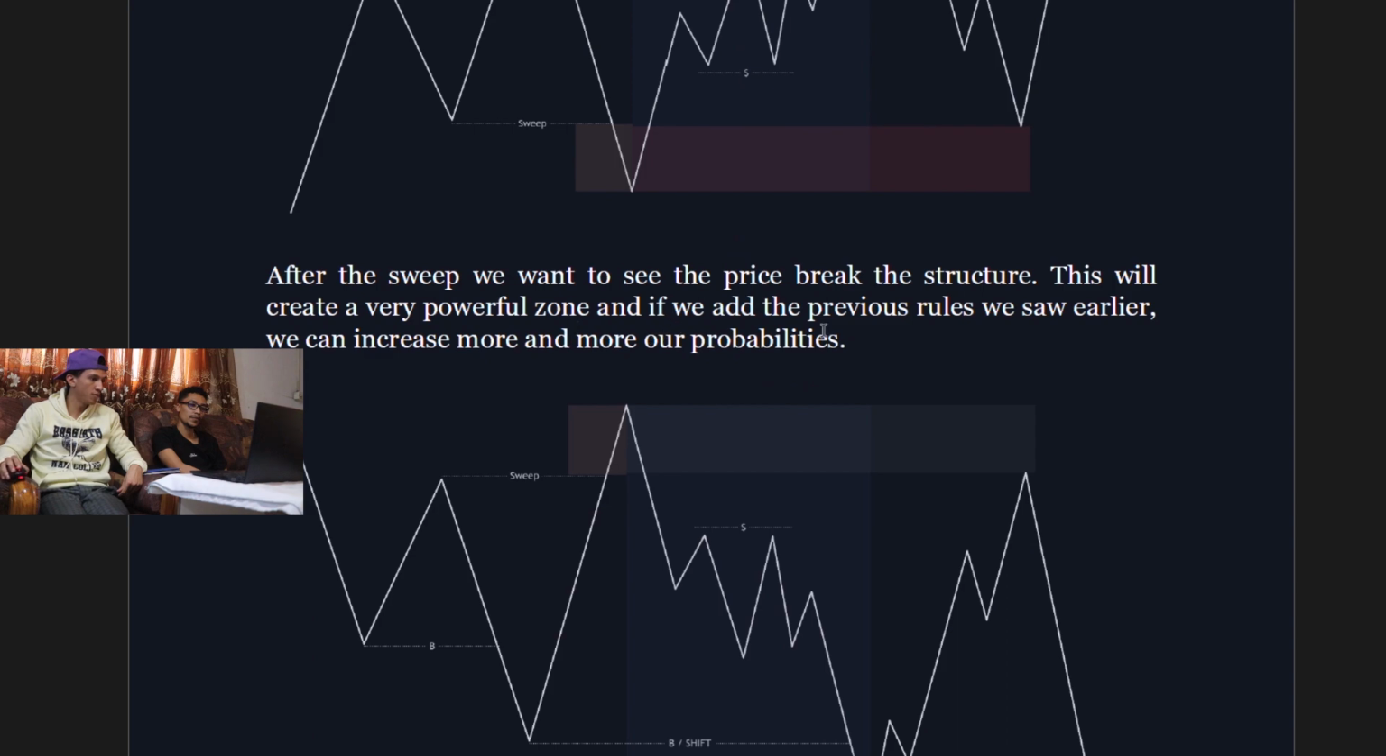After the sweep, we want to see the price break the structure. This will create a clear, powerful zone, and if we add the previous rules we saw earlier, we can increase our probabilities more and more.